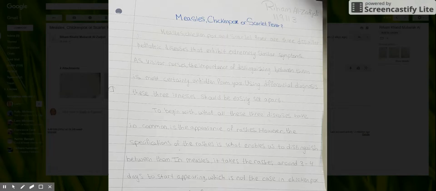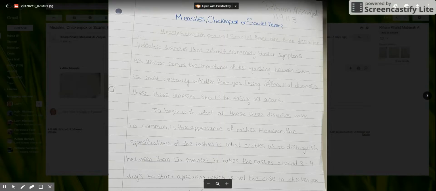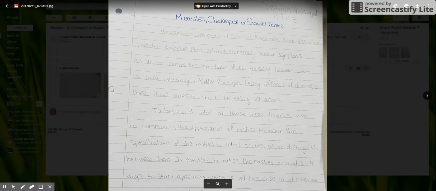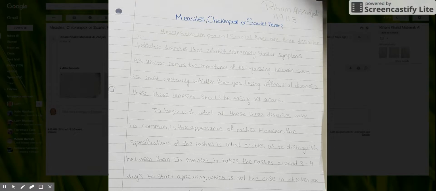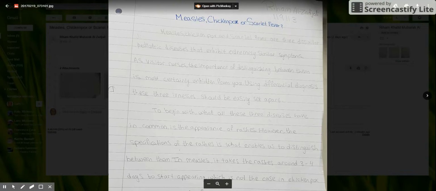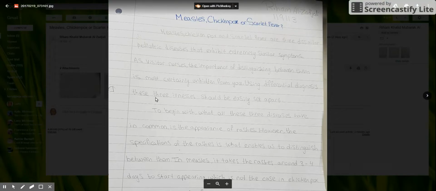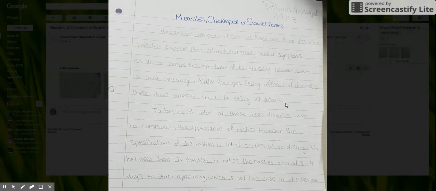Okay. I think, you know, most nurses know this, yeah? So you should say something like, as you know. Anyways, as visiting nurses, the importance of distinguishing between them is most certainly unhidden from you. Okay, I see. Okay, unhidden is not the exact right word. Maybe it's most certainly obvious to you, maybe. Using differential diagnosis, these three illnesses should be easy to set apart.